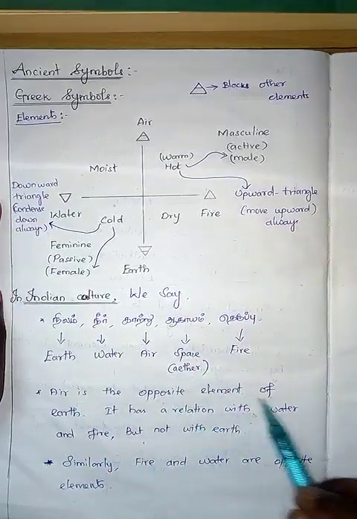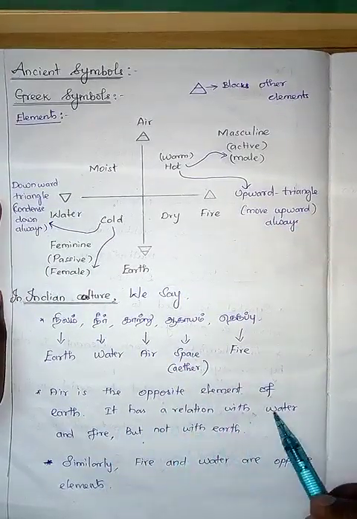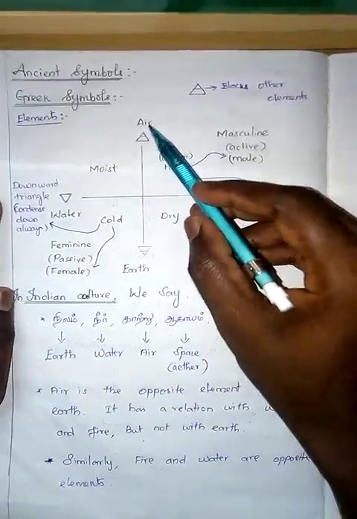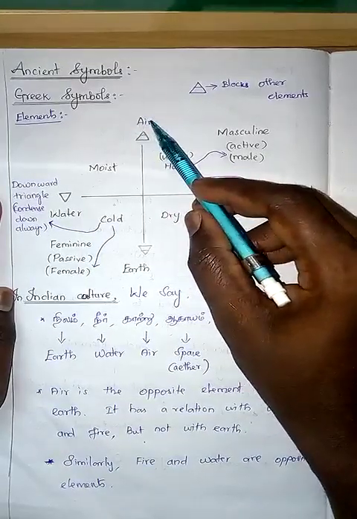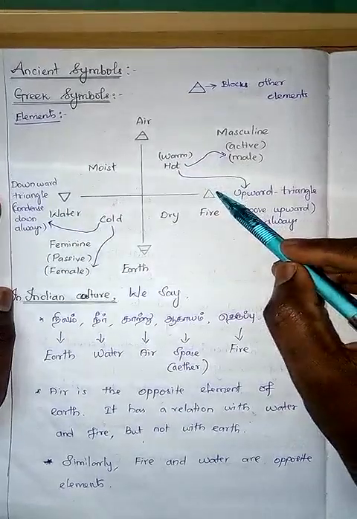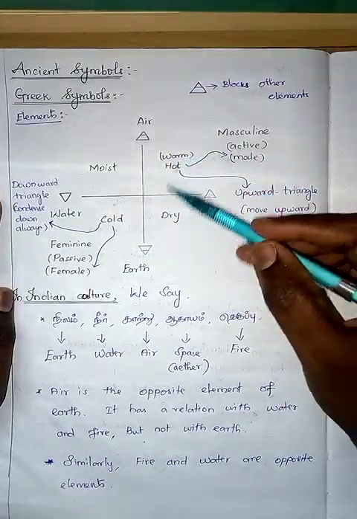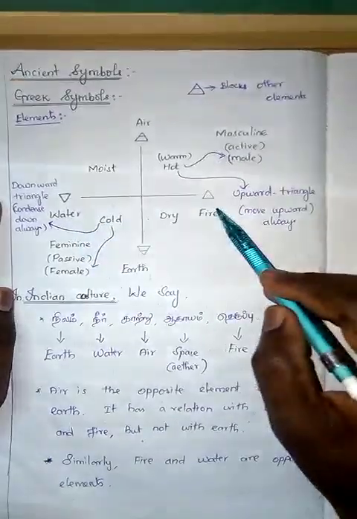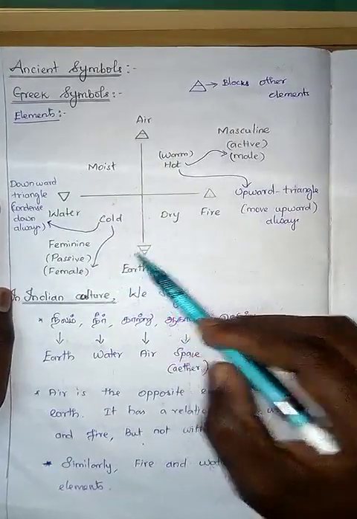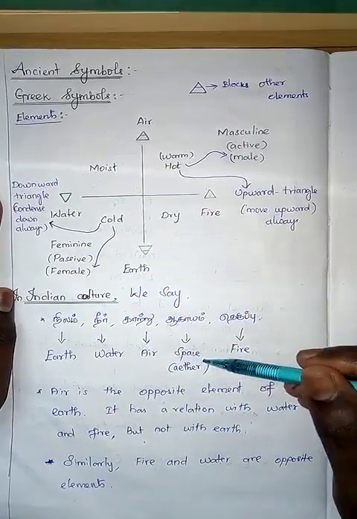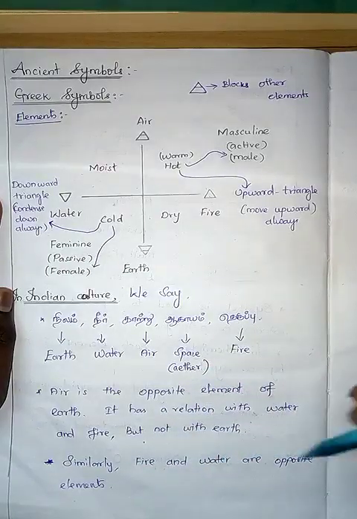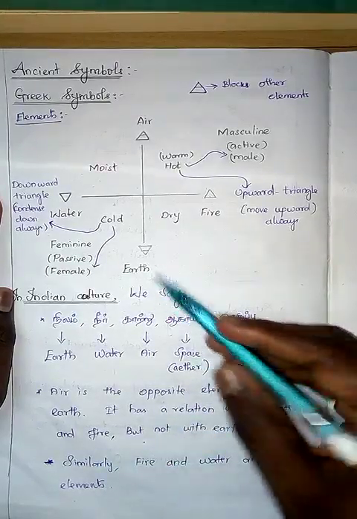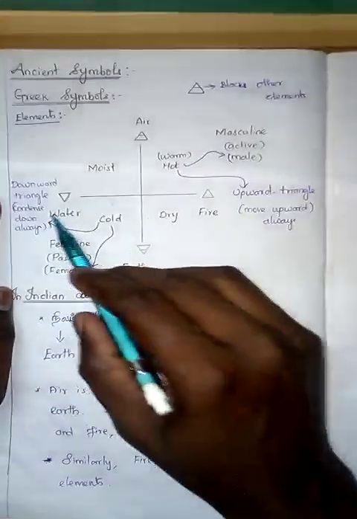So air is the opposite element of earth. It has a relation with water and fire. Yes, air is sometimes moist and sometimes dry. So hot, we say warm or hot. That means air has a relation with water and fire, but no relation with earth. Similarly, fire and water are opposite elements. Yes, fire and water are opposite elements.